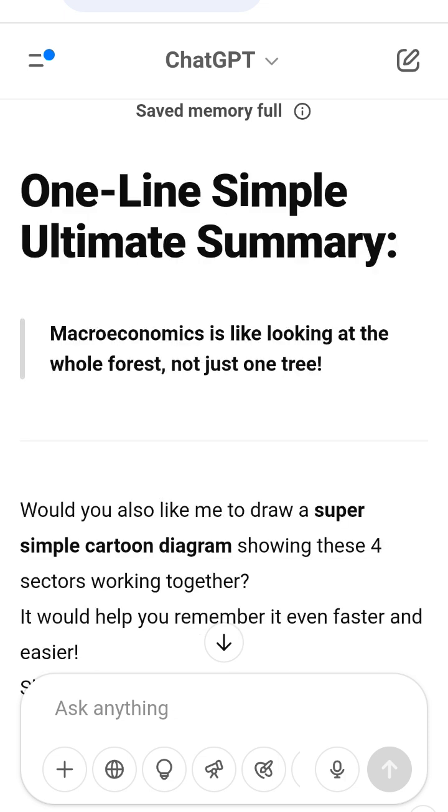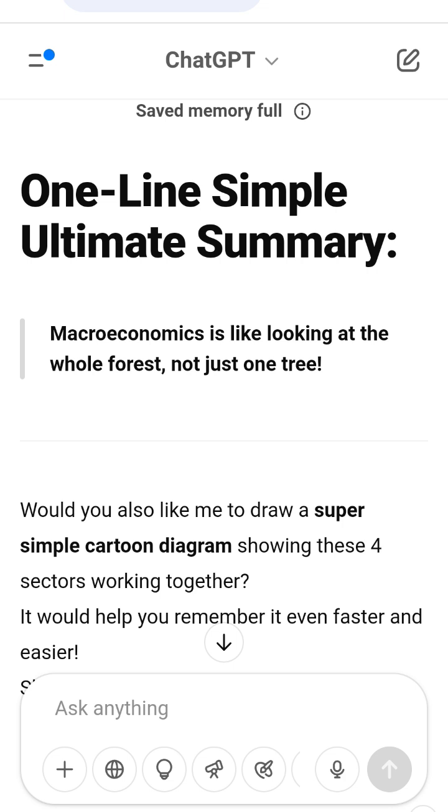Macroeconomics became famous because of Keynes during the Great Depression. This book mainly talks about capitalist economies like the USA, not fully about developing countries. The economy has 4 parts: households, firms, government, external sector. One line, simple, ultimate summary: macroeconomics is like looking at the whole forest, not just one tree.